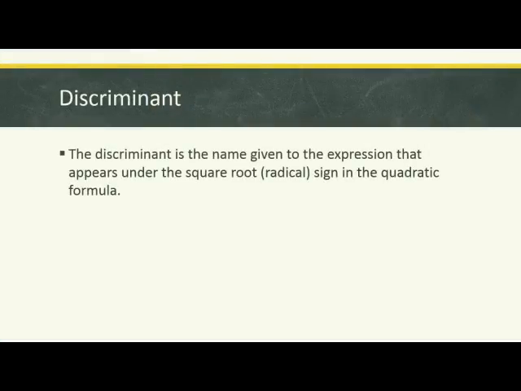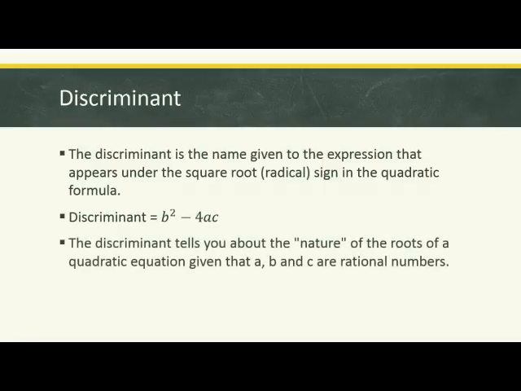The discriminant is the name given to the expression that appears under the square root or radical sign in the quadratic formula. The formula for the discriminant is b squared minus 4ac. The discriminant tells you about the nature of the roots of a quadratic equation, given that a, b, and c are rational numbers.